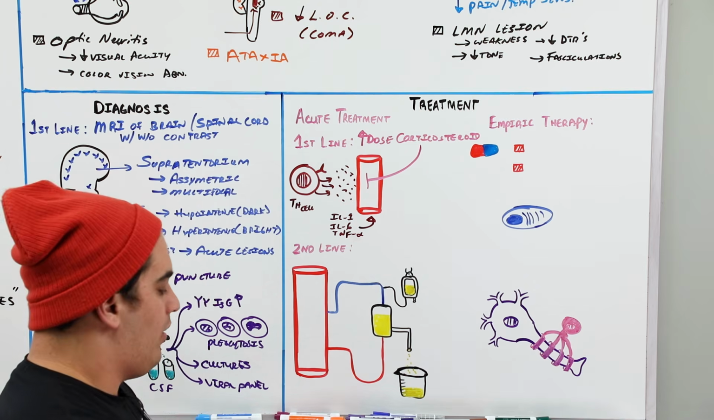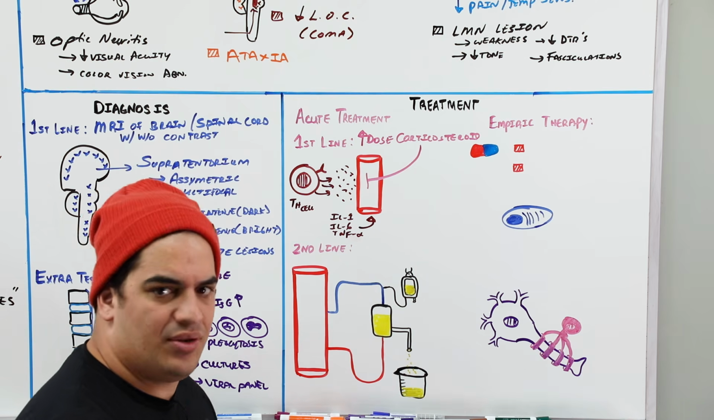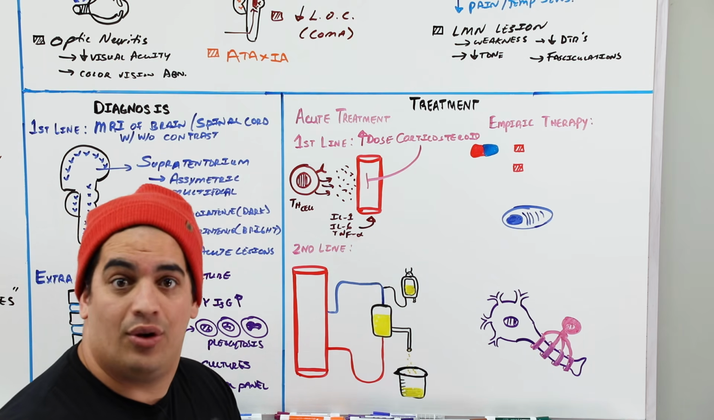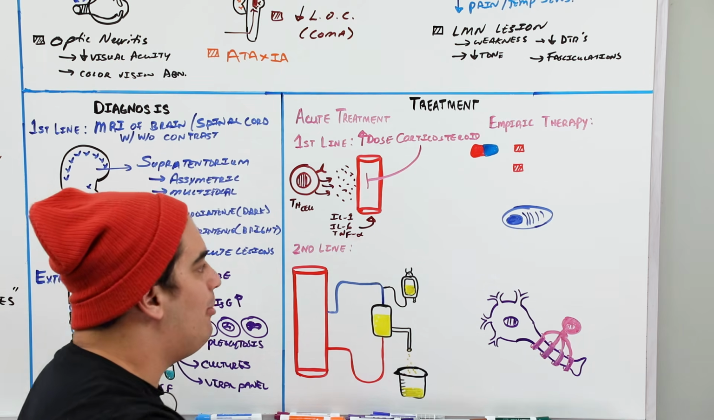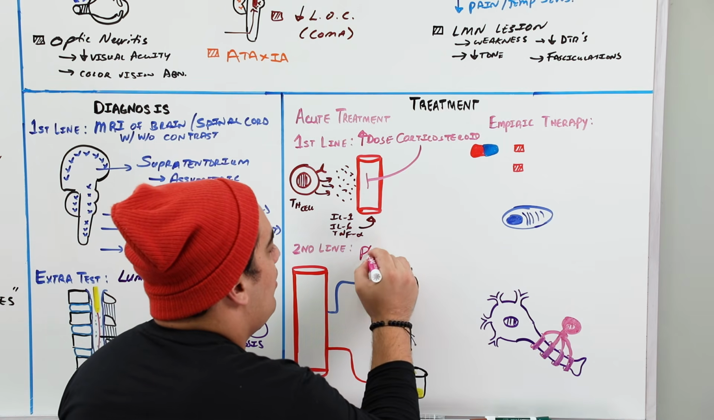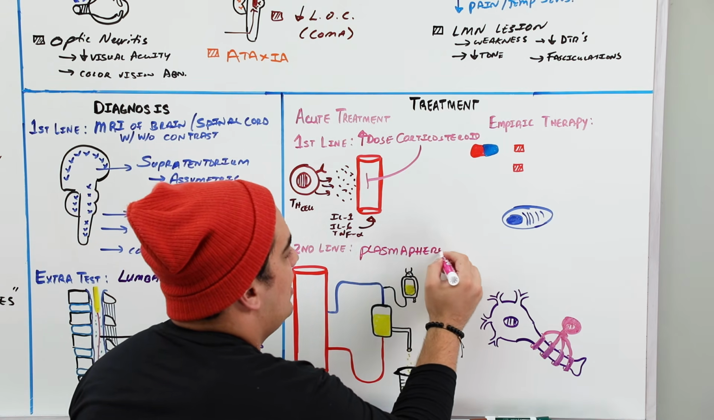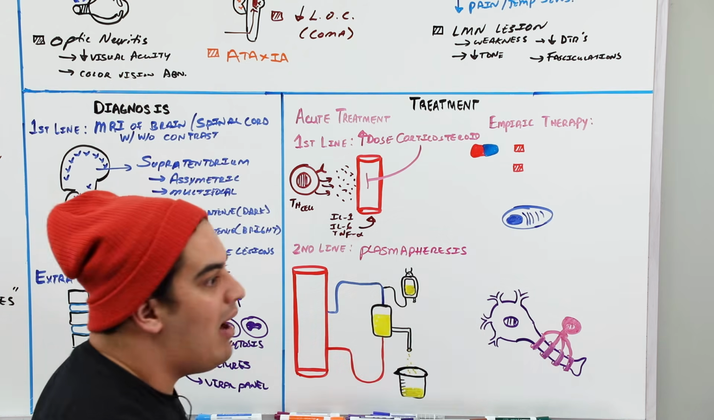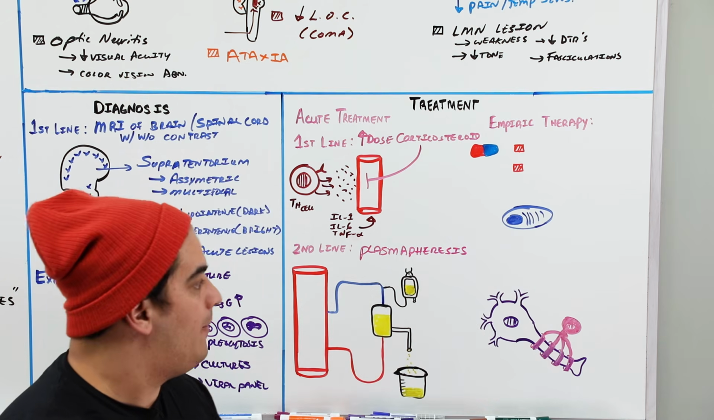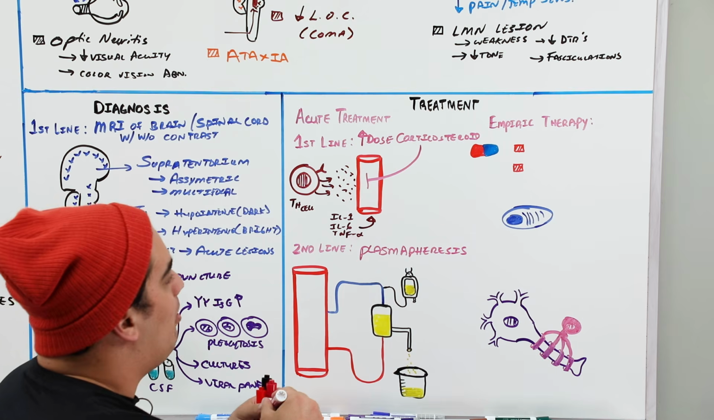What if that doesn't work though? What if you give the high-dose corticosteroids and it doesn't work or they have a contraindication to it? Let's try to clean the blood and get rid of all those nasty antibodies or proteins that may be the ones causing this demyelination and this acute onset. And so how do we go about that?